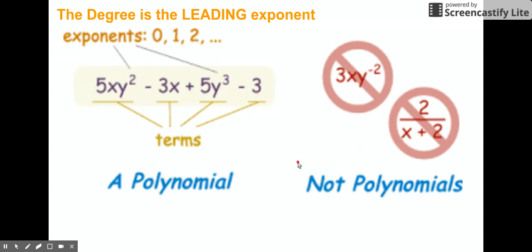So please write this down on your worksheet. Question number 1 was, what is a polynomial? Please write about it in your own words. If you need to pause this video, please do so.